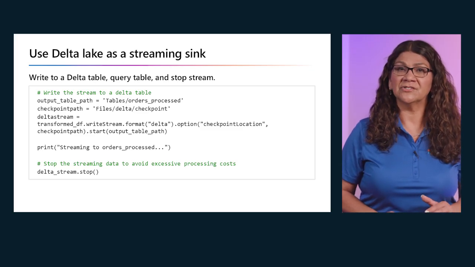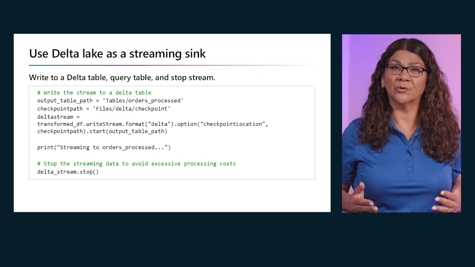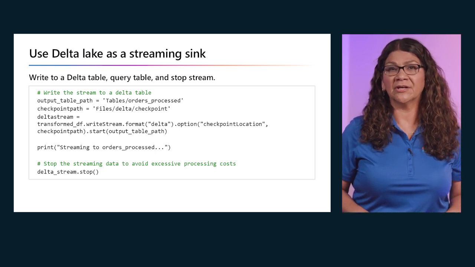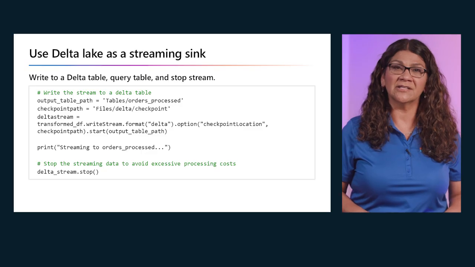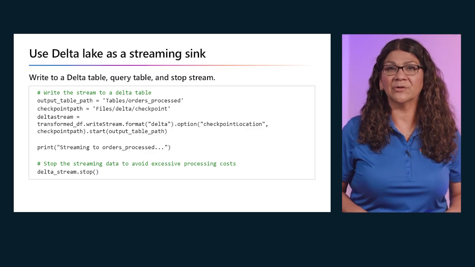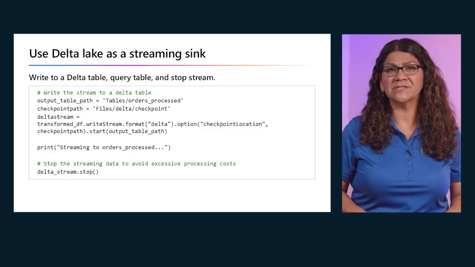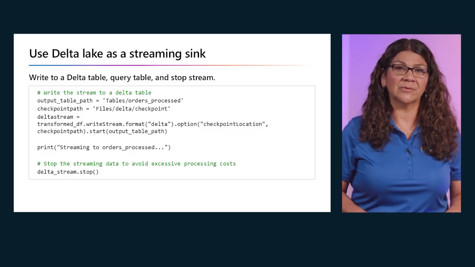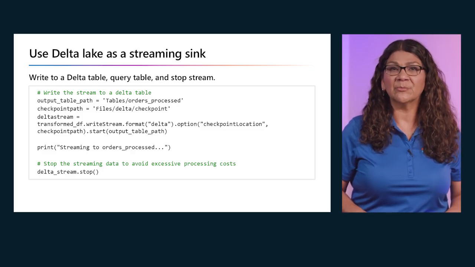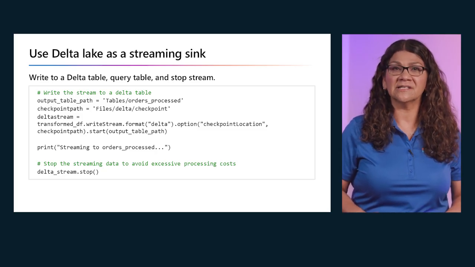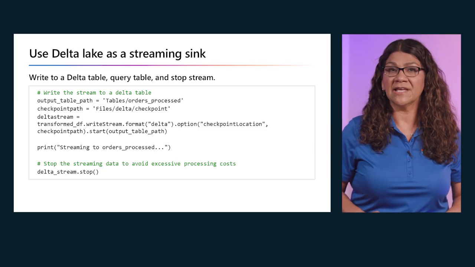Next, the print message streaming to orders_processed is to inform you or anyone running the code that the streaming process in the orders_processed table has started. It's useful for debugging or monitoring purposes to know the status of your streaming job. After the streaming process starts, you can query the Delta Lake table to see what is in the output table.